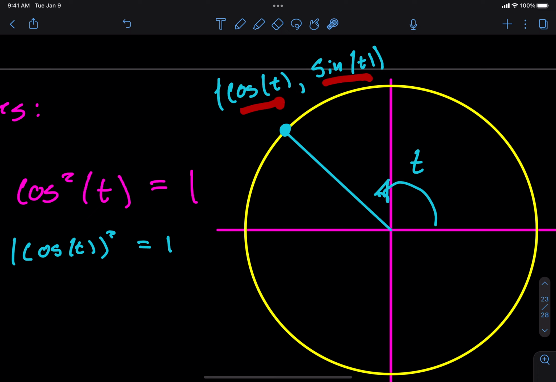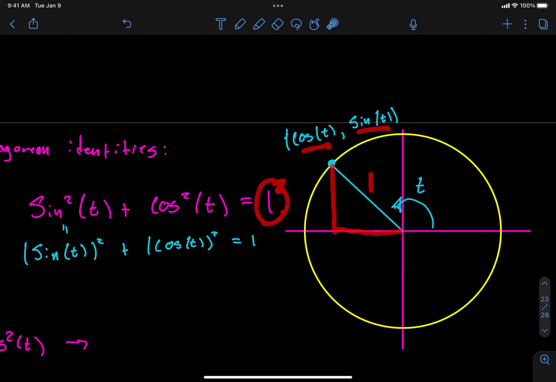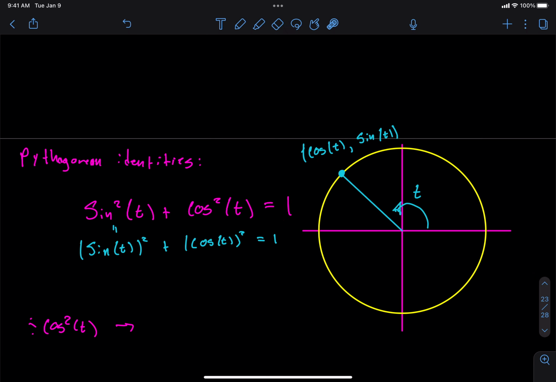So if I take these two numbers, square them, and add them up, of course I'm going to get 1, because these are the lengths of the sides of this triangle. So if you square them and add them up, you will get the square of the length of the hypotenuse, which is 1, so 1 squared is just 1. That's why we call them Pythagorean identities for trigonometry, because it comes from the Pythagorean theorem, which says how the side lengths of a triangle are related.